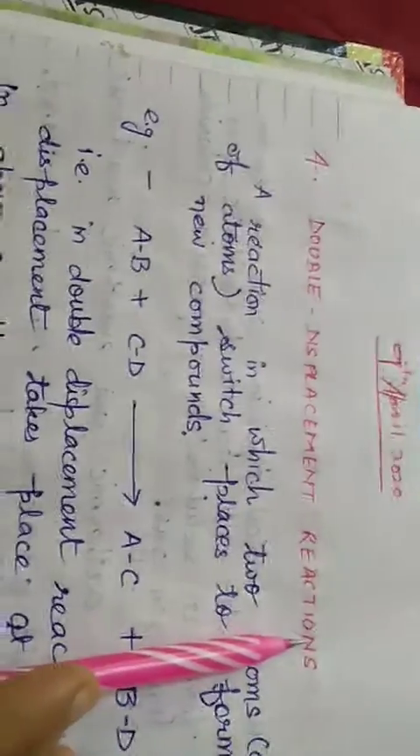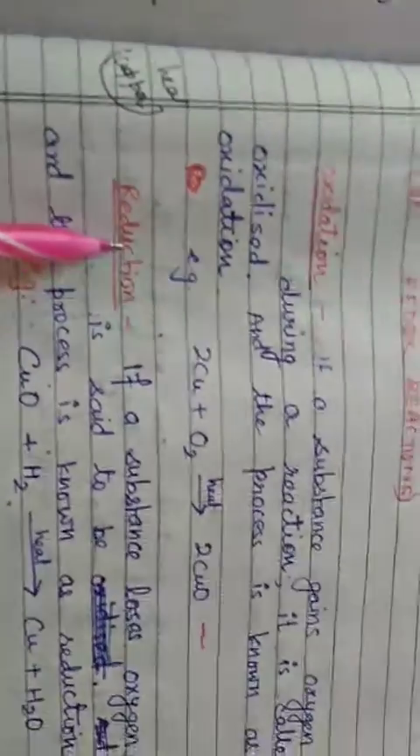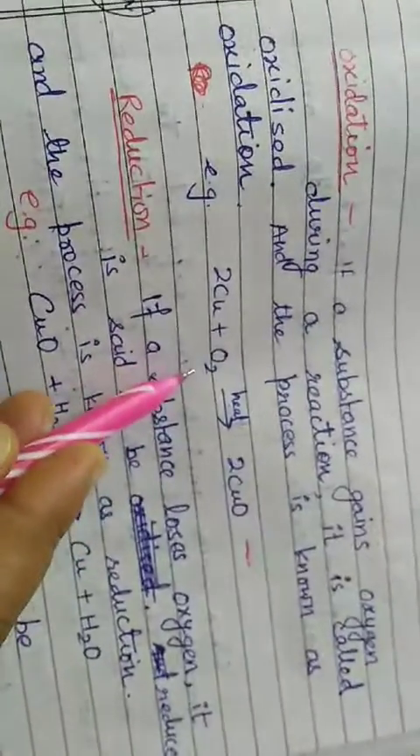Hello class 10. So in our previous video we studied the double displacement reaction. Now the next type of reaction is oxidation and reduction reaction. Now what is oxidation and what is reduction first? So oxidation in simple terms is the addition of oxygen.